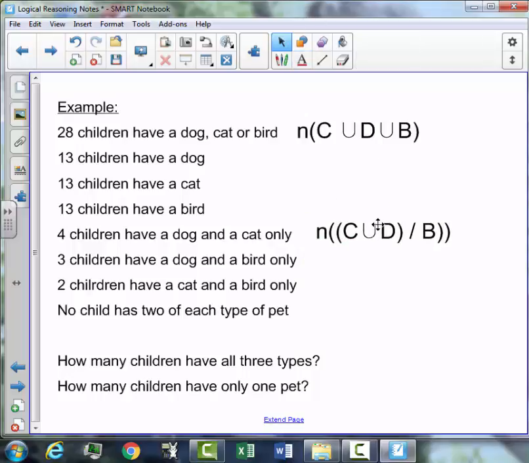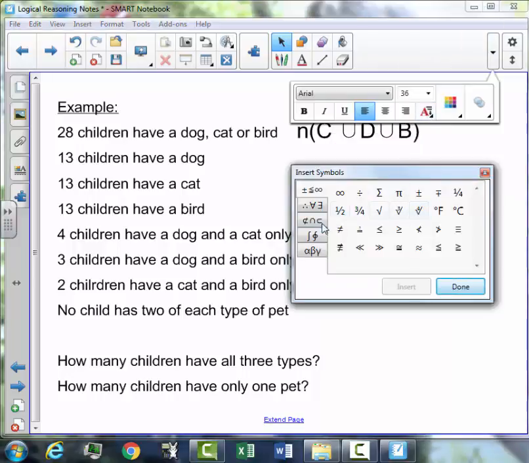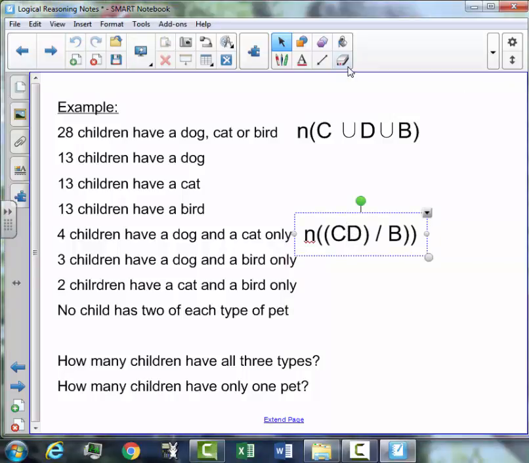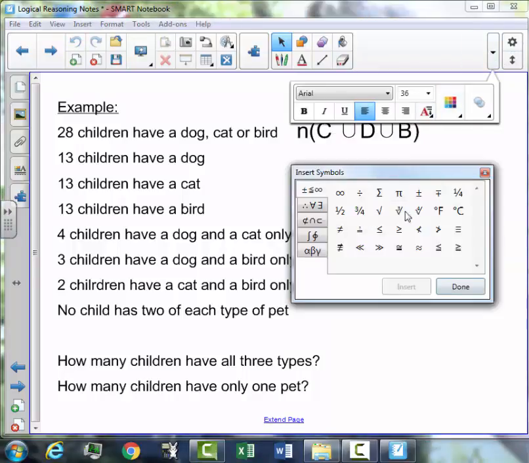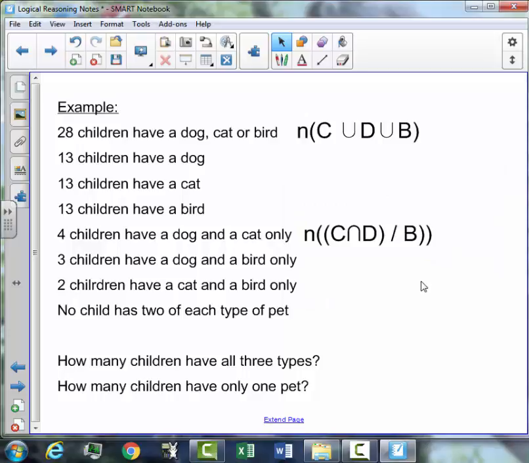So if you have a cat and a dog only, ooh, it says cat and a dog. I used the wrong symbol. I will get this to work. Might take a while. Cat. No, didn't get it to work. Insert. There you go. Okay, so if you have a cat and a dog only, the way you would notate that, using the symbols we've learned, is this would be the number of people who have a cat and a dog, but who do not have a bird. If you take off the bird, that's your way of notating that you're in the cat and dog only section. Let me just show you what that would be.